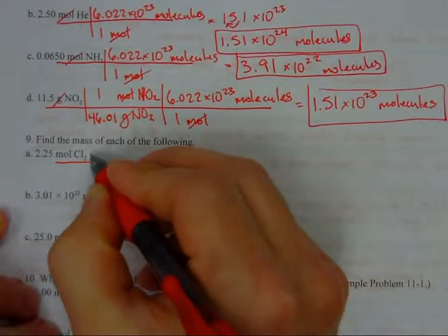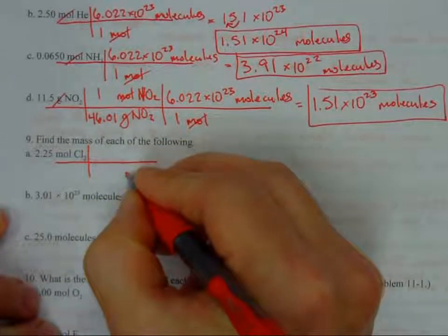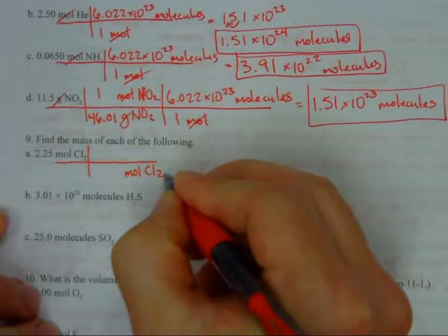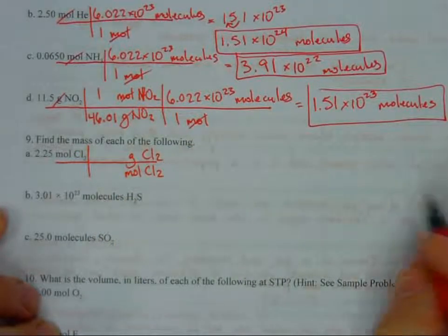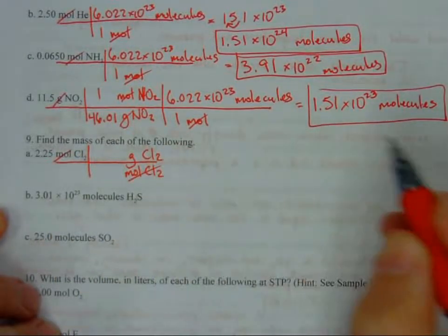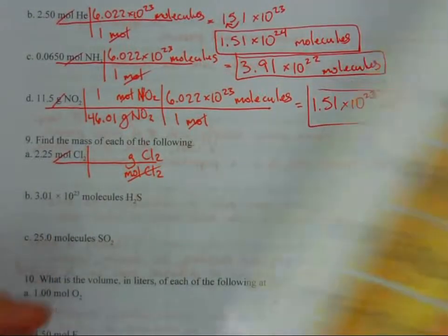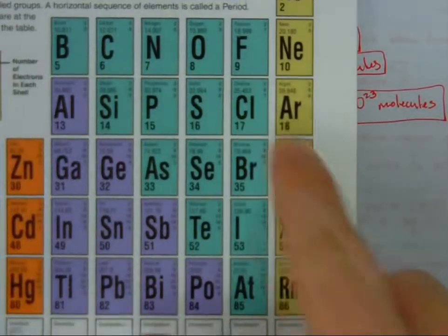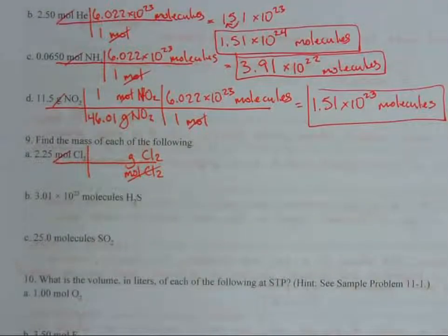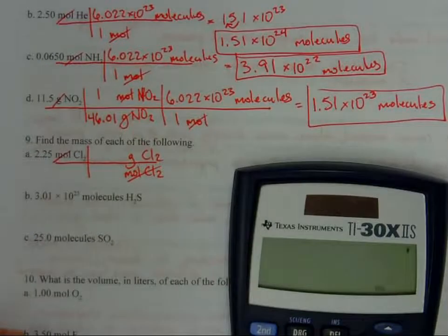I need a conversion factor that allows me to convert out of moles of Cl2 and into grams of Cl2. So that way when I multiply them, those moles go away. But what's the mass of Cl2? Well, it's twice that value right there on your periodic table. It's the molar mass of Cl. Now, it's Cl2, and so you have to take that value and multiply it by 2.